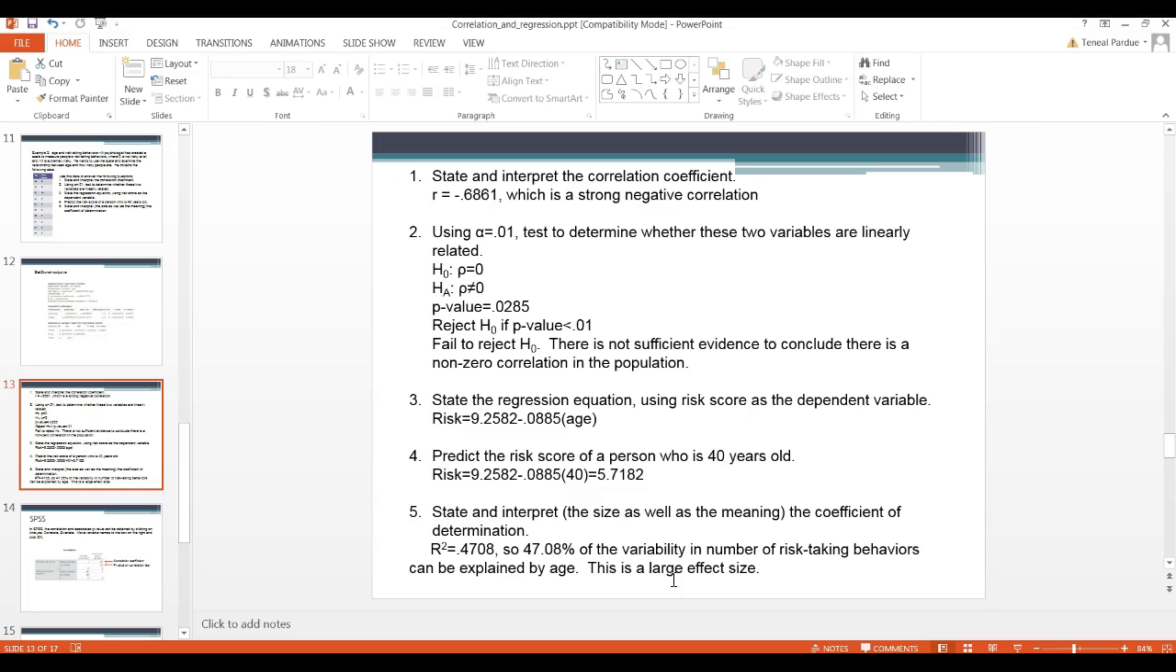And that tells us that 47.08% of the variability in risk-taking score can be explained by a person's age. Okay, so there are other factors that would explain the other 50-some percent, 52.98% or something like that, of why somebody is as risky as they are. But age is almost half of it. All right, so that's another example.